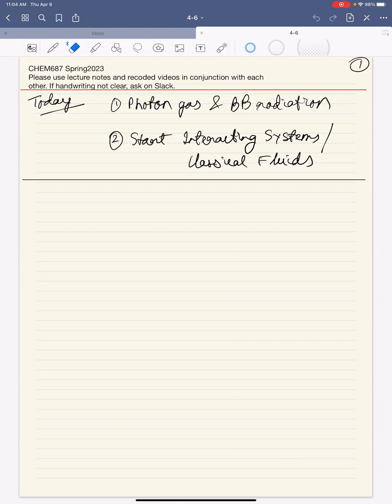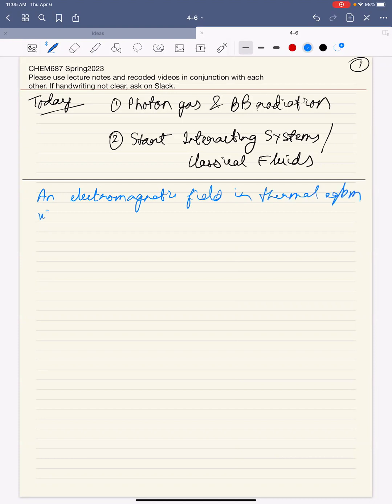Okay, so let's start with this photon gas and blackbody radiation. So what are we talking about? We are talking about an electromagnetic field in thermal equilibrium with its container. And blackbody radiation is an example of this, where you make a cavity and let it come to a certain temperature, and then you make a tiny hole and you see what frequencies are coming out of it.